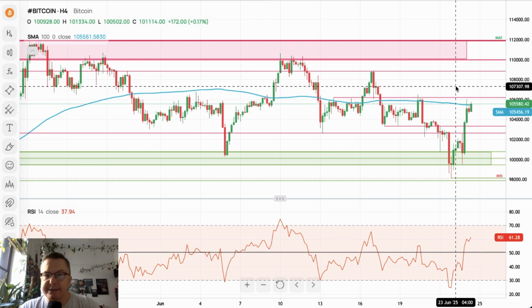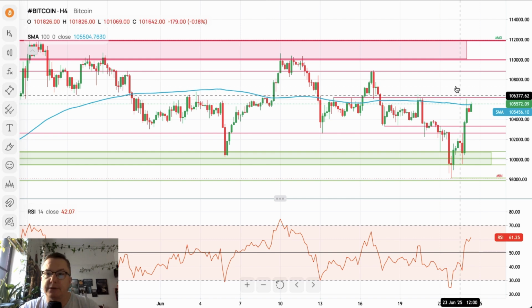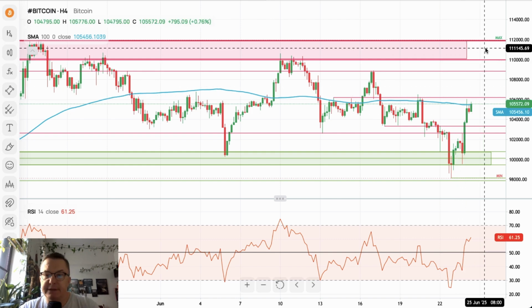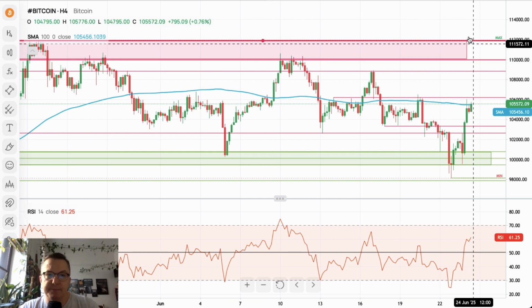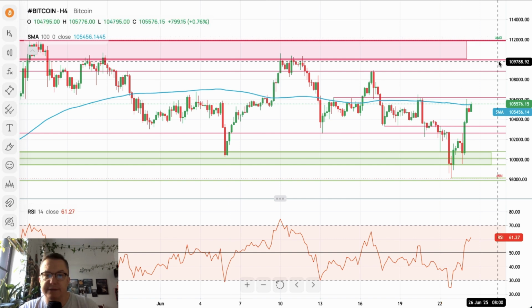The global weakness of the US dollar as of today is helping the Bitcoin to rally, and it looks like the market might be using this situation to lift the Bitcoin way above the level of $110,000. That's everything from me for today.